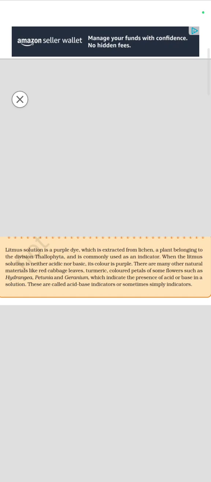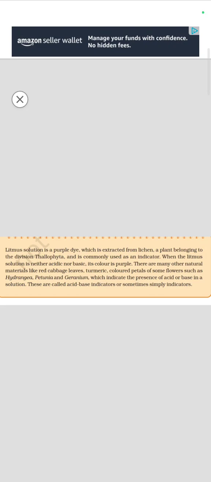Litmus solution is a purple dye which is extracted from lichen, a plant available in nature. Litmus solution is extracted from lichen, a plant belonging to the division Thallophyta, and is commonly used as an indicator. When the litmus solution is neither acidic nor basic, its color is purple.